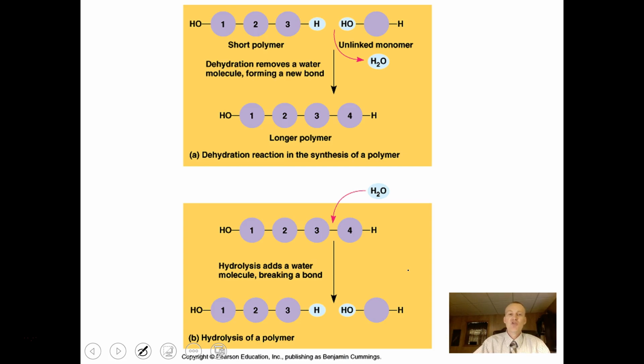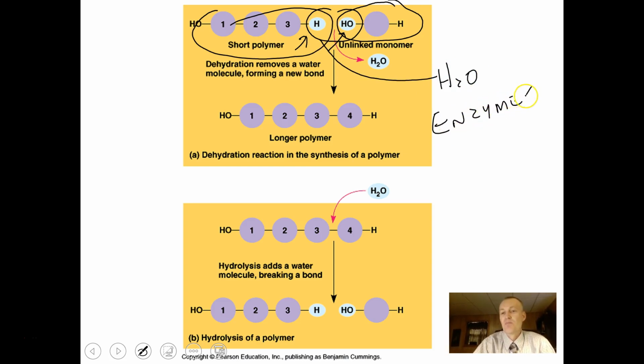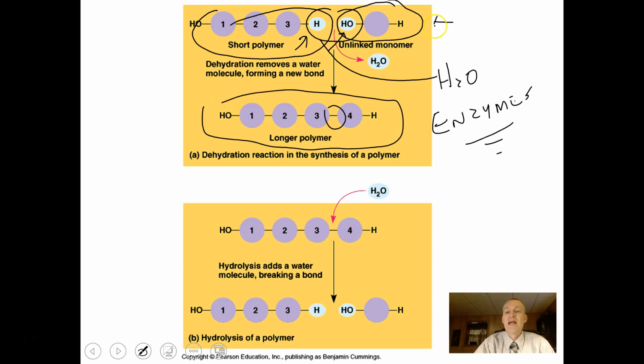And this shows you how we can take a monomer and build a polymer. So here you have a little short polymer, and at the end of it there's a hydrogen atom sticking out. Here you have a monomer that's not linked yet, but it has a hydroxyl group hanging off. Well, if I have an enzyme that can draw that water out, you have to have enzymes to do this. These are little proteins that help us to speed up these chemical reactions. But if I draw that water out, then I can stick these things together with a covalent bond. So now I'm making a longer polymer by adding monomers in.